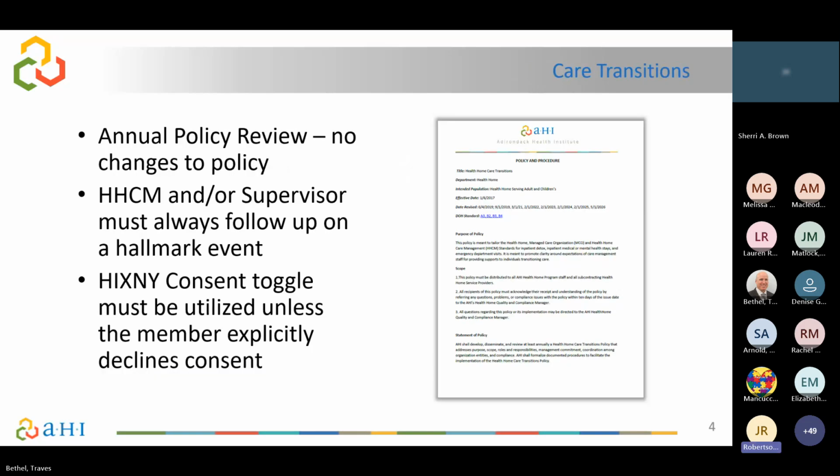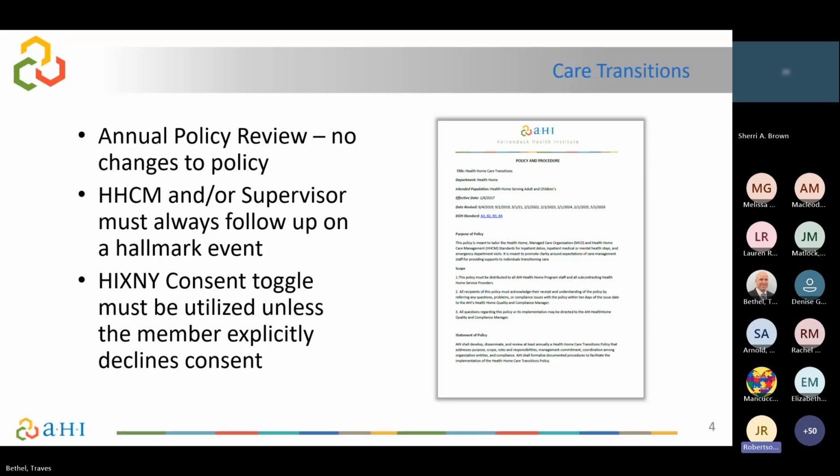So the first policy that we have to review is our care transitions policy. This is an annual review of this policy, so there are no changes to the requirements. But we just want to make sure that everyone knows that the care manager and/or supervisor must always follow up on those hallmark events. If you are aware that a care transition has occurred, so ED or inpatient, the care manager and/or supervisor must always follow up. So if you have a care manager who is out of town, you have to make sure that someone is covering those care transitions for that care manager. They always must be followed up on.